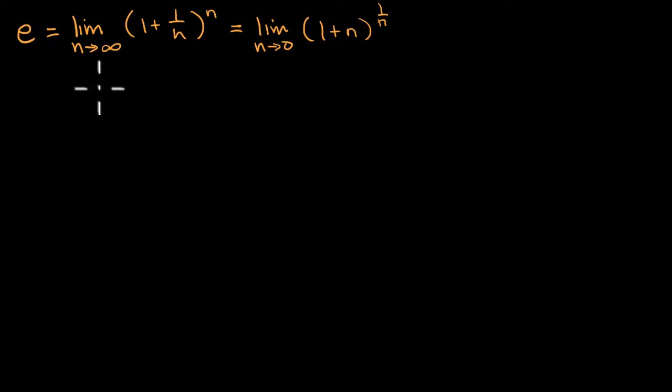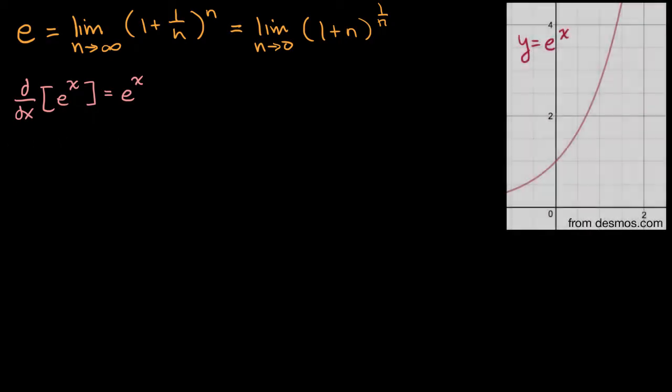And e has many, many amazing properties, but this is the one that's maybe most relevant to calculus. And that's the notion that if I take the derivative with respect to x of e to the x, it is equal to, drum roll, e to the x. That to me is amazing. Let's just appreciate it for a second before we actually prove it.